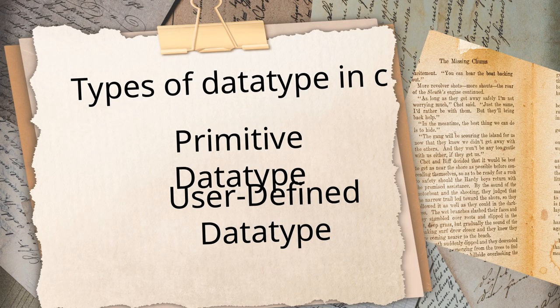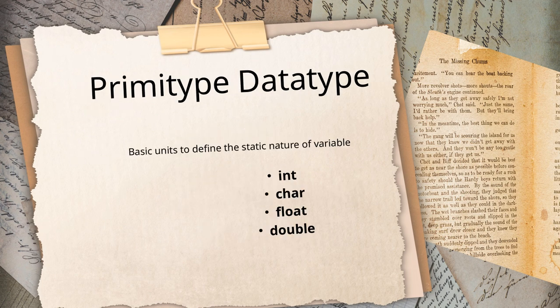Next, we have user-defined data types. These are types that we create ourselves to suit our specific needs. For example, we can define a structure to group related data or create an alias for an existing data type using typedef. This flexibility allows us to build more complex data models and make our code more organized and readable. Both of these categories, primitive and user-defined, are crucial because they help us manage and manipulate data effectively within our programs. Recognizing the difference between them and knowing how to use each appropriately is key to writing efficient and clear C code.